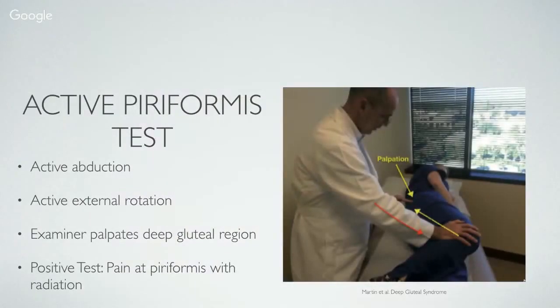The active piriformis test is a resisted test. So it's the patient's again in the lateral decubitus position, good leg on the table. Symptomatic hip is flexed to 60, knee is at 90, and the patient's asked to externally rotate and abduct the hip against resistance applied at the knee. The examiner is again palpating in those same 2 landmarks we discussed earlier. And pain in the region of the piriformis or pain in the sciatic distribution is considered a positive test. So 18 of the 23 patients that had endoscopic confirmed sciatic nerve entrapment had a positive active piriformis test.